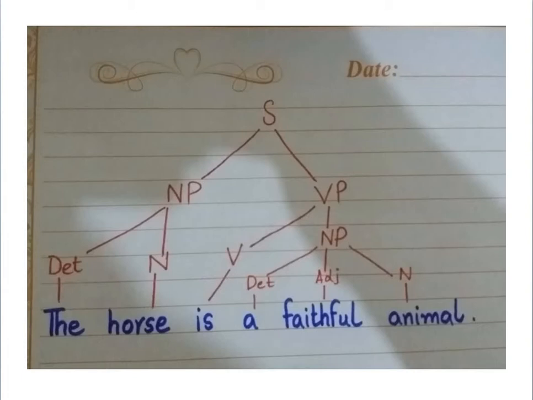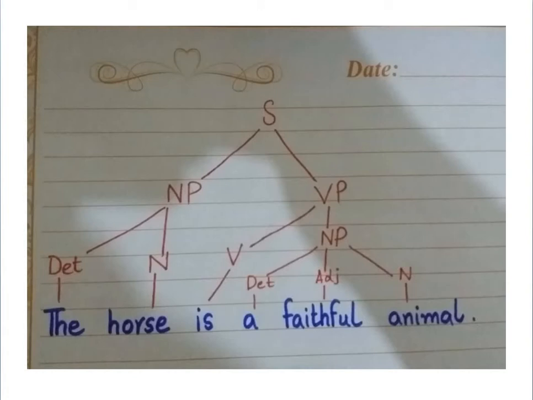Another example is: the horse is a faithful animal. What I have told you previously is that for the division of a sentence into a noun phrase and a verb phrase, first you have to see from where the verb is actually starting, where the verb exists. So the verb here is "is". The verb phrase is starting from "is", and the rest of the parts are the parts of the verb phrase. So we have divided the sentence into a noun phrase and a verb phrase.